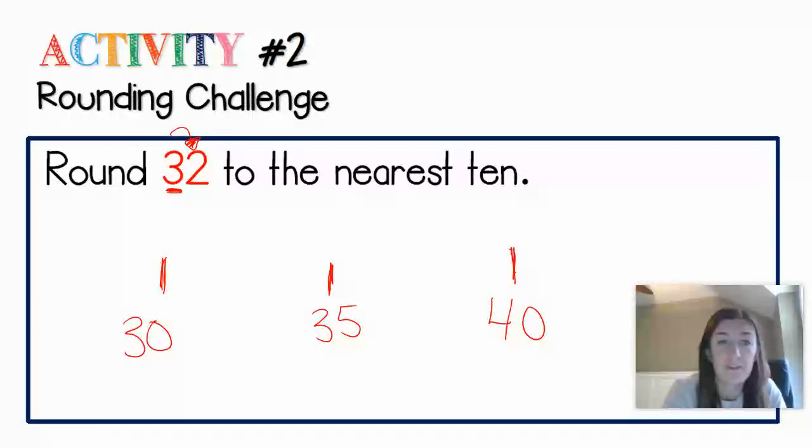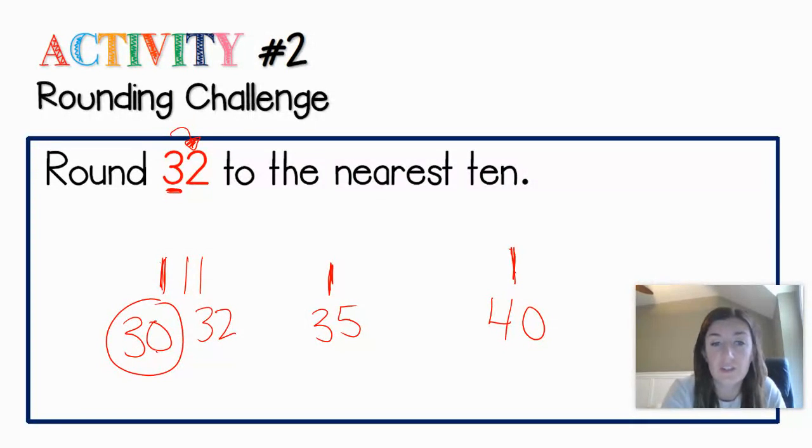So remember, if it's 5 or higher in the ones place, we would round it up. But since this one has a 2 in the ones place, 32, it's closer to 30. It's closer to 30 than it is to 40. So 32 rounds down to 30.